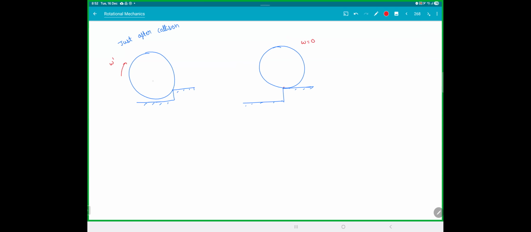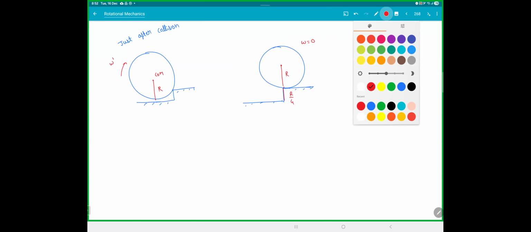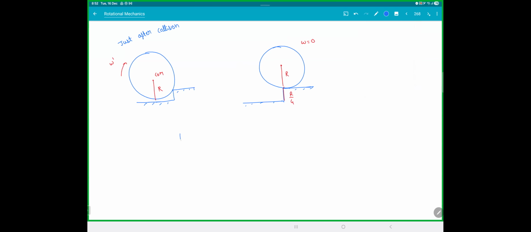Initially your center of mass is at a height of r. Now your center of mass, this is r, and this is r by 4. Loss in potential energy is equal to gain in kinetic energy. So here your energy will be half I_A omega dash square plus mgr. Here it will be mg 5r by 4. So basically all that kinetic energy has become potential energy.